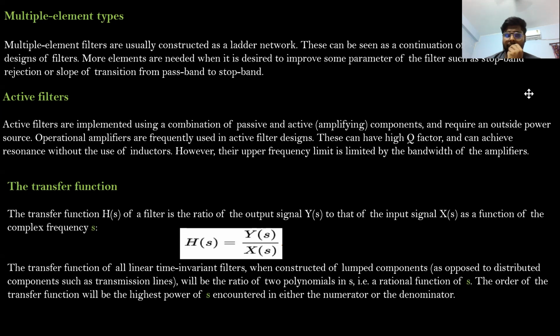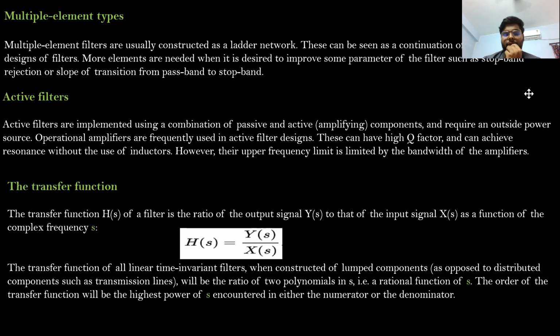Now, in previous slides we discussed various types of filters, and what is meant by active and passive filters. Now we'll move to the transfer function of a filter. The transfer function of a filter is the ratio of the output signal to that of the input signal as a function of the complex frequency. There is a formula to derive the transfer function of a filter.